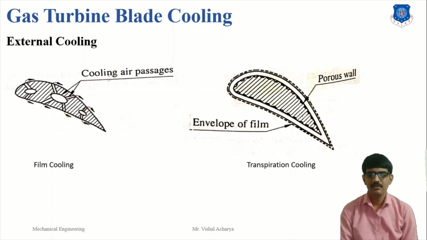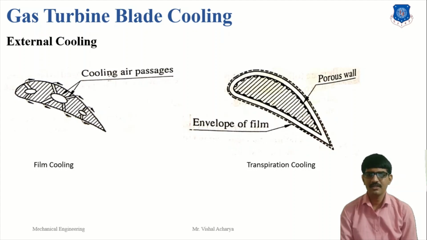In film cooling, as shown in the first figure, the relatively cold air extracted from the compressor is injected through drilled holes or precise passages on the external blade surface. The cooling air flowing out of these small holes forms a thin cooling layer over the blade surface. This relatively cold air layer protects the turbine blade against the very hot gases outside the blades. Our second type is the transpiration cooling.